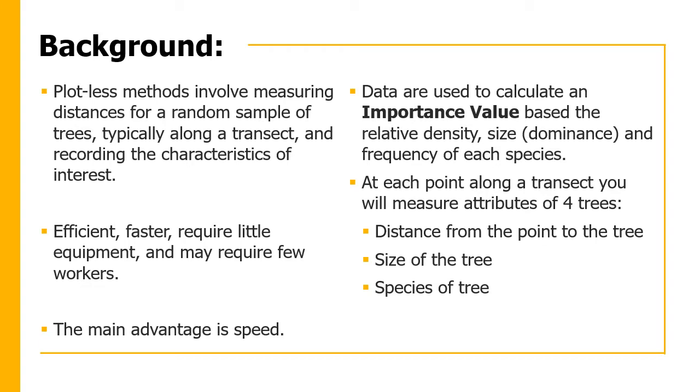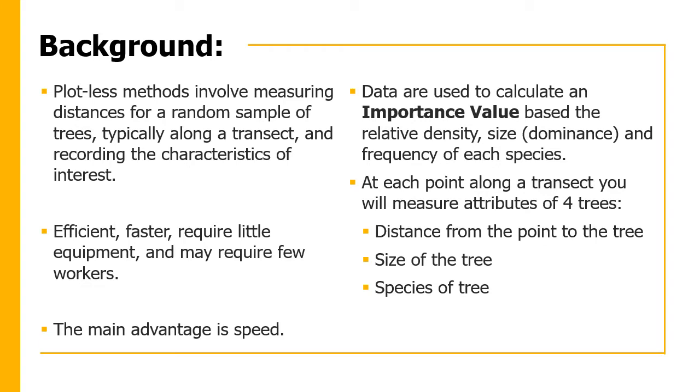The importance value is going to be based on 3 different measures. The density, so how many trees per square kilometer. The size of each tree, which we'll get by measuring the size of the trunk, and that gives you a measure of their dominance. And the frequency of each species. Since we have several points, at how many points do you find the tree? Is it widespread throughout the forest, or is it only found in one little clump?